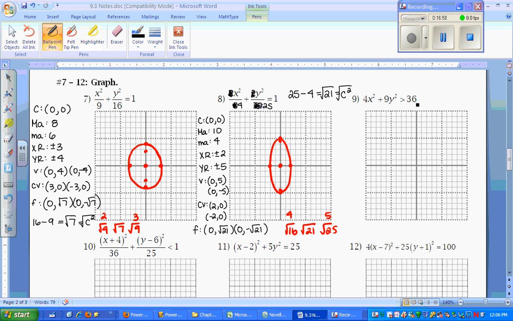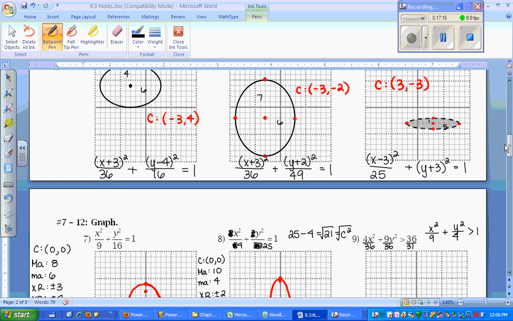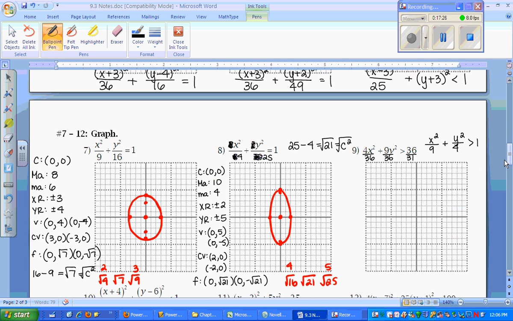On the last one, we have to have all of these equations or inequalities equal to 1. And so in order to do that, I'm going to divide by 36. And so I end up with x squared over 9 plus y squared over 4 is greater than 1. And while I'm thinking about these greater than symbols, we do need to go back and alter this one. Instead of an equal to symbol, it will not get an equal to because it's dashed, and since it's shaded inside, it's a less than.